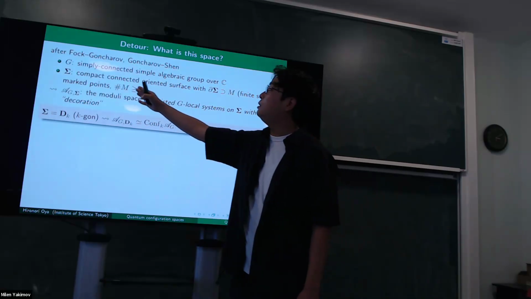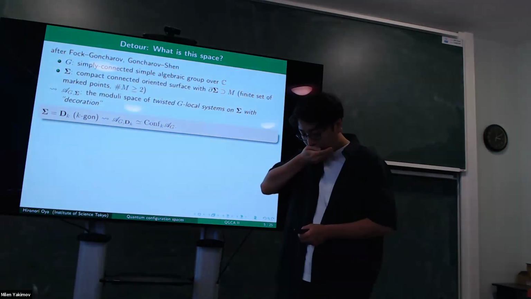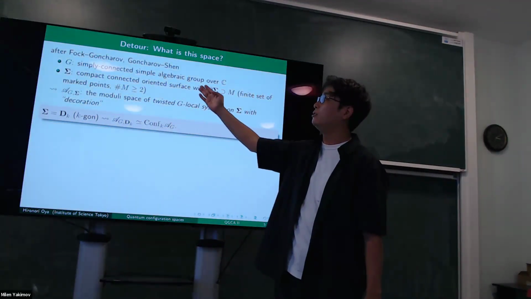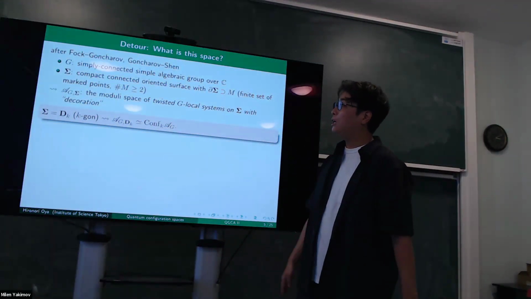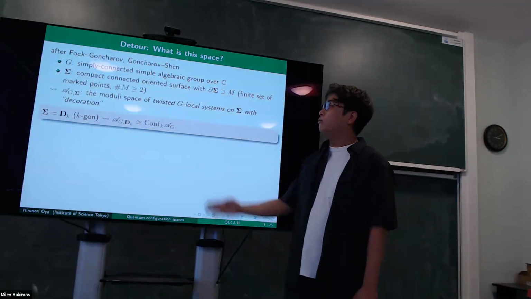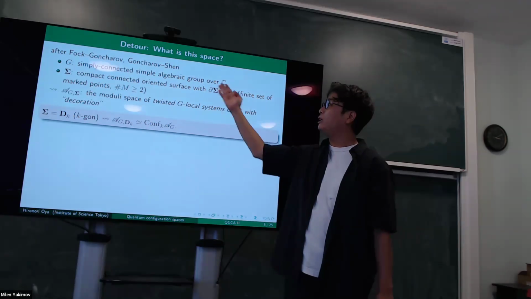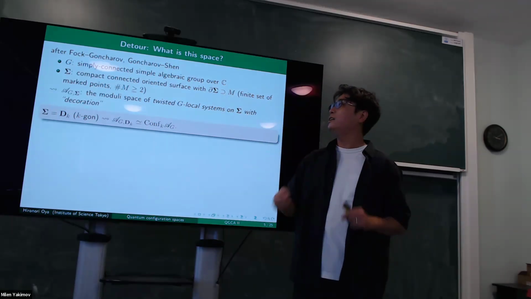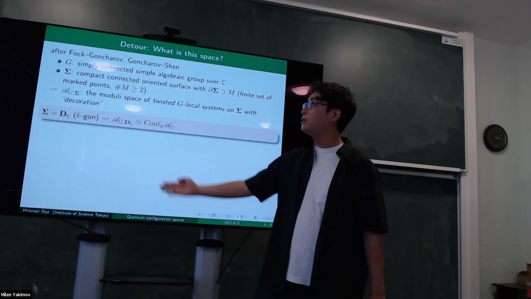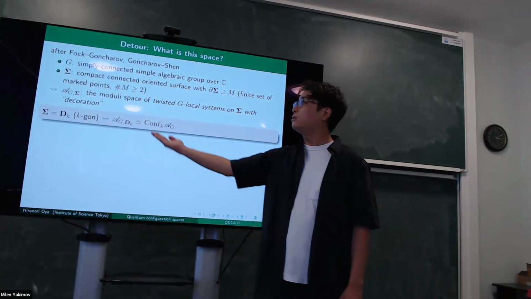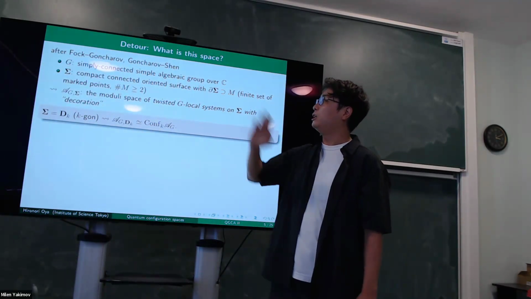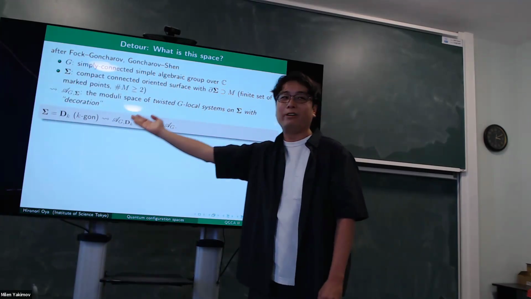In their setting, we take G as a simply connected Lie group, and another input is a compact connected oriented surface with some boundary. And in the boundary, we take some marked points. So this is called the marked surface. And if we fix the G and the marked surface, we can consider the moduli space of twisted G local systems on this marked surface with decoration.